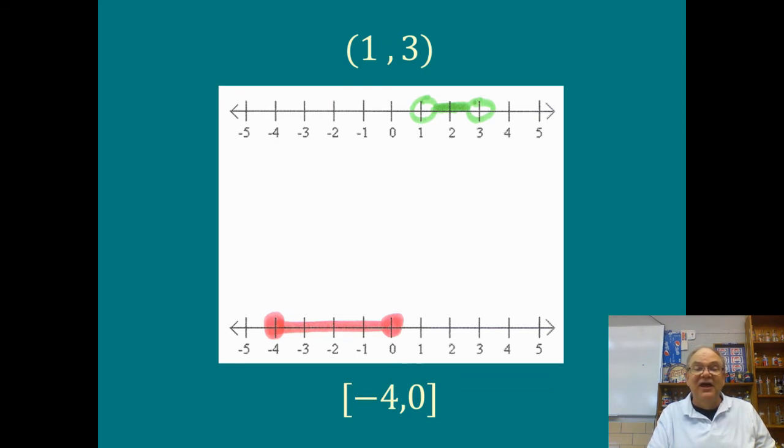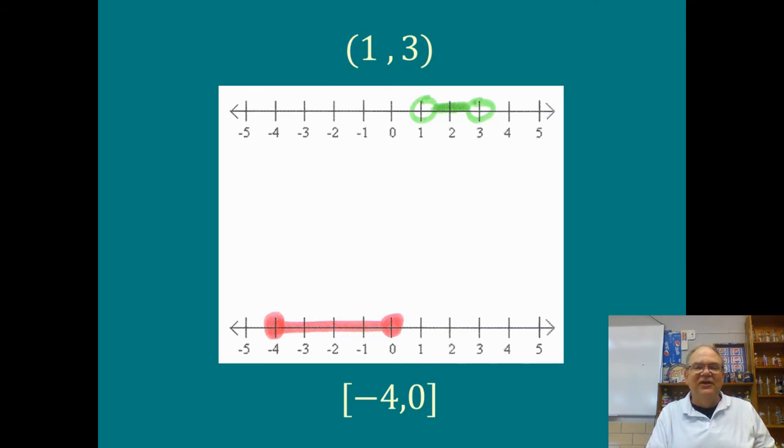The first one is saying I want all the numbers from 1 to 3, but not those two endpoints. And the bottom one is saying I want everything from -4 to 0, and I do include those two endpoints. Now, a lot of times people will look at that top one and they say it looks like the point (1, 3). And it does. It's written exactly the same way as the point (1, 3). But you get from the context of the problem that this is supposed to be an interval, a line segment, and I just want all the stuff from 1 to 3.